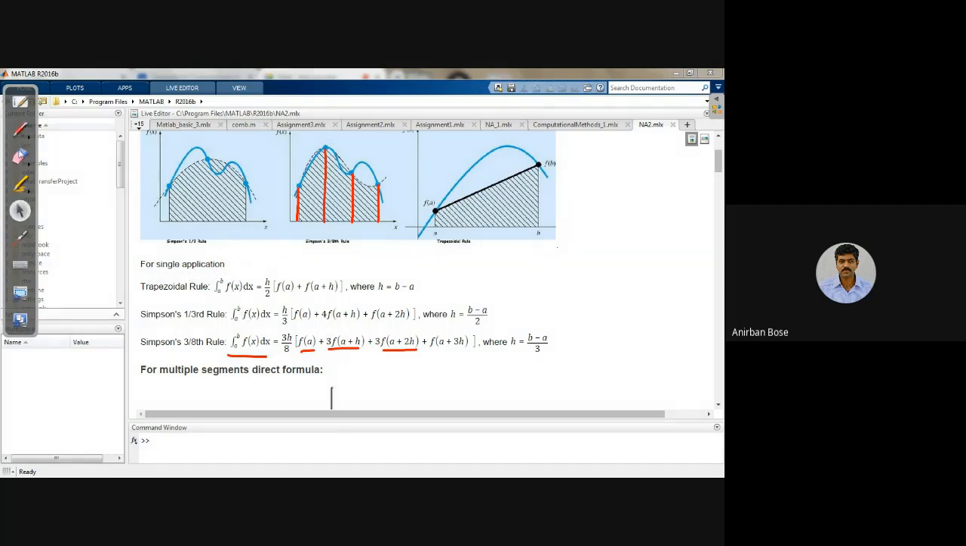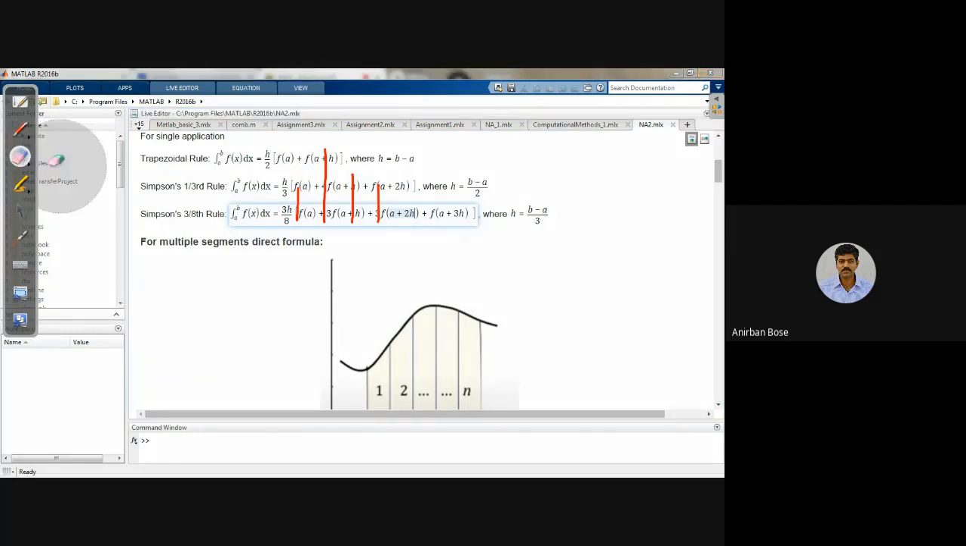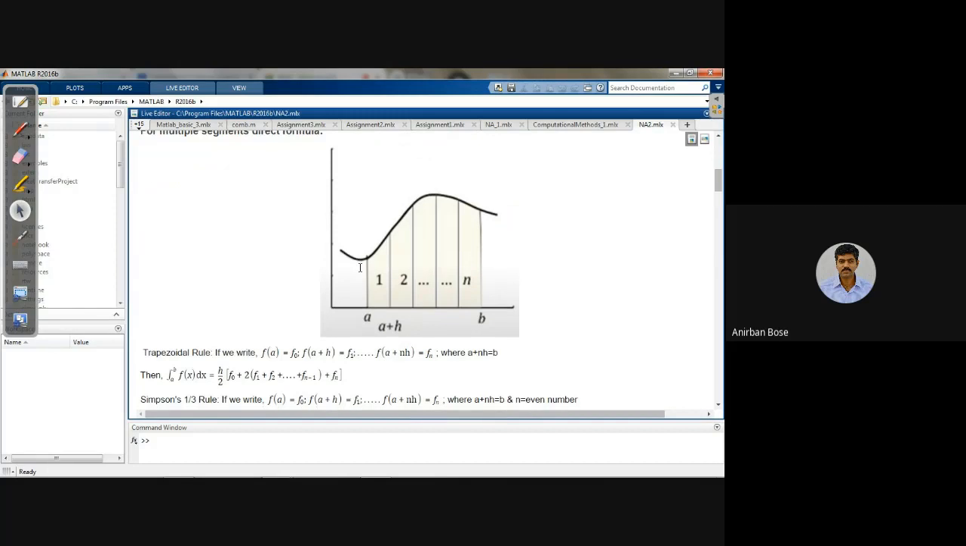Okay, now we have seen what the formulas are. Now let us see the formulas for multiple segments, because you have understood that if we calculate with multiple segments, the error will be minimized. With a single segment, you have observed that in case of the trapezoidal rule, the error will be very large, right? So multiple segments are useful. That is why we have to use the multiple segment formula when we do the calculations for the integration.